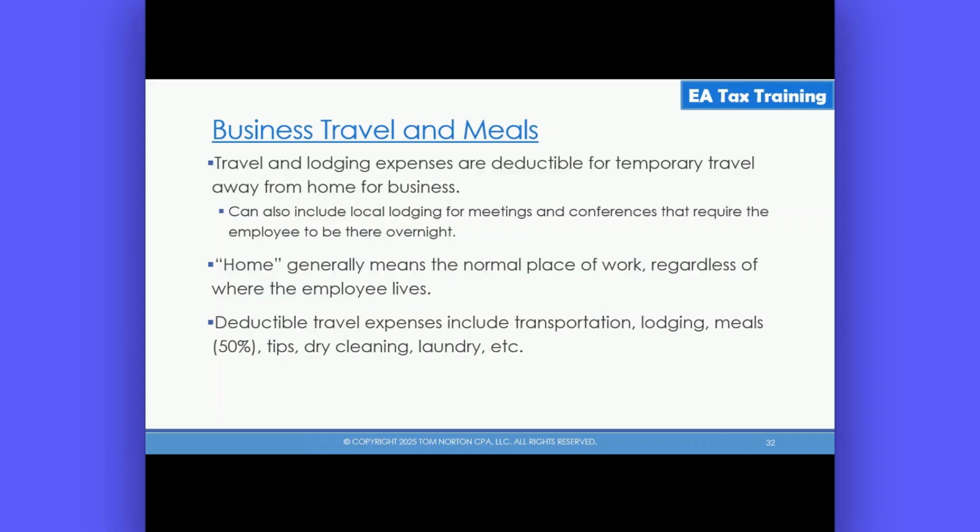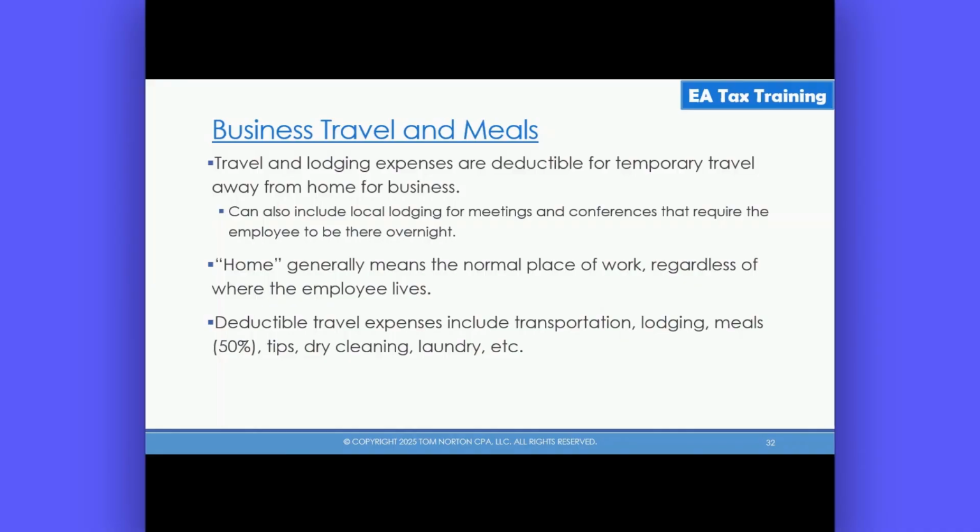When we say you have to be away from home, home generally means your normal place of work, regardless of where the employee lives. So most people obviously do live and work in the same general metropolitan area, but that's not always the case. There are people who commute hundreds of miles from one city to the next every week. So every Sunday night or Monday morning, they take a plane or a train or they drive and they go to work and then they stay there until Friday and then they go home for the weekend and then they do it all over again. Well, if their employer is paying for their hotel room or an apartment while they're there all week, that is not deductible because that person is not away from home.